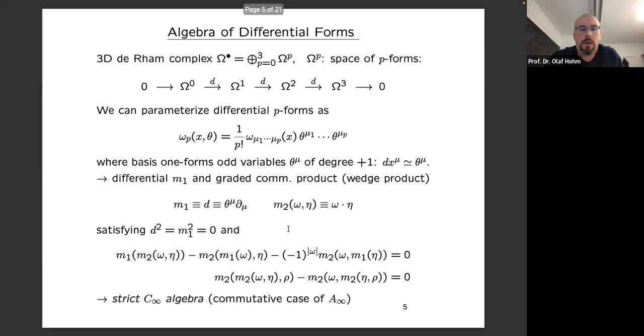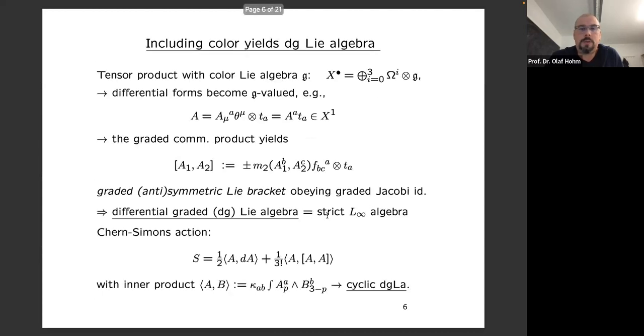So while before we had a two-term associativity relation here, if you work it out in this combination, you see, using the Jacobi identity of the structure constants, that this new bracket also satisfies the Jacobi identity with the appropriate signs, which means that we have a graded Jacobi identity. And so the structure that emerges is called a differential graded (DG) Lie algebra, which is the case of a strict L infinity algebra. So L stands for Lie. We'll relax these axioms in a moment.